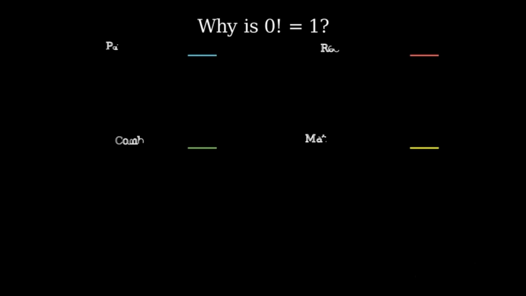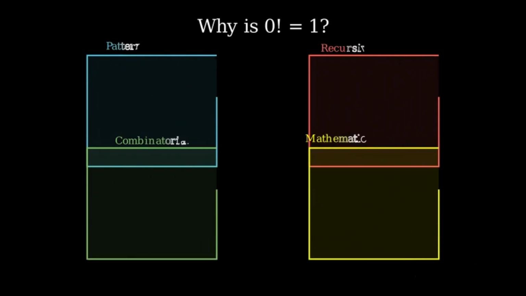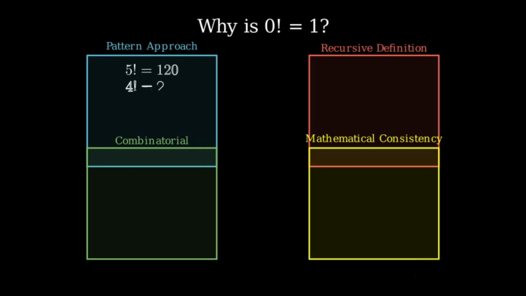Let's explore why 0 factorial equals 1 through 4 different mathematical perspectives, each providing a unique way to understand this important result. These 4 different approaches, pattern recognition, recursive definition, combinatorial interpretation, and mathematical consistency, will all independently lead us to the same conclusion about 0 factorial. Let's start with the pattern approach.